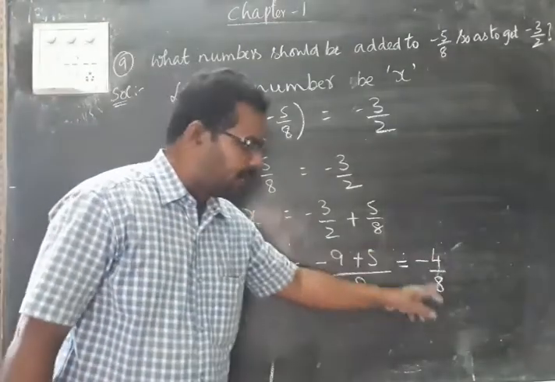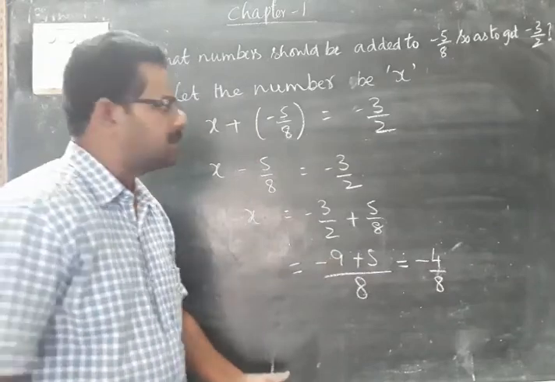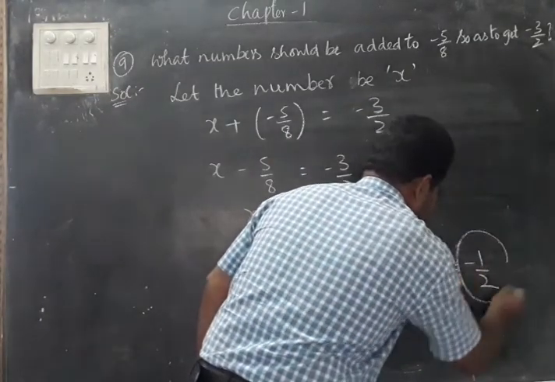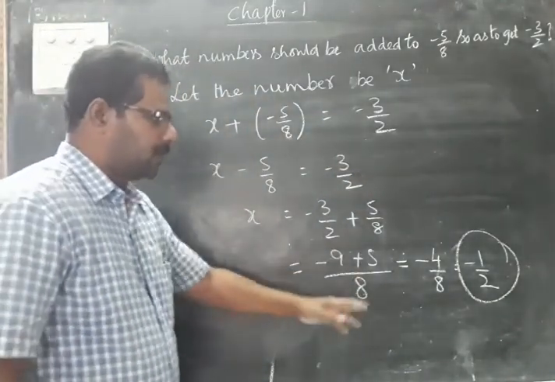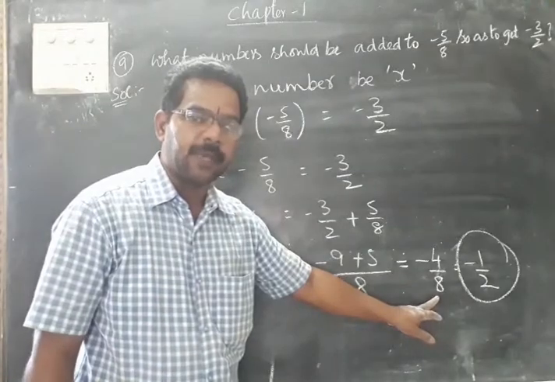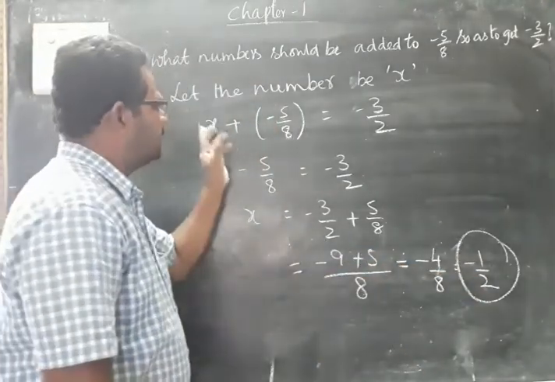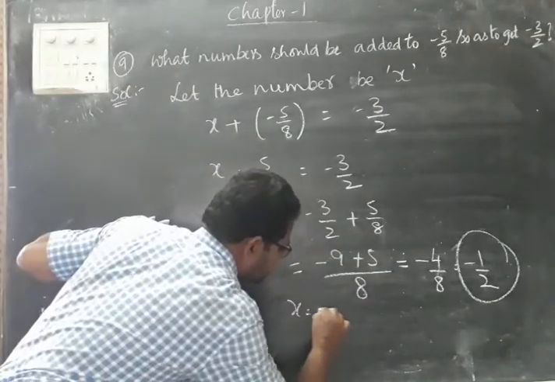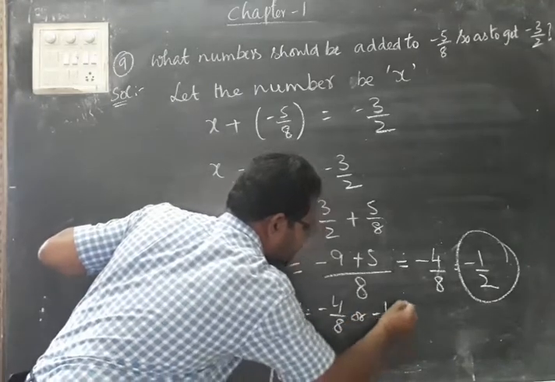Okay, minus 4 by 8 we can leave like that. Otherwise, 4 1s are 4, 4 2s are 8, the answer is equal to minus 1 by 2. Okay, minus 4 by 8 or minus 1 by 2. That means after simplification, minus 4 by 8 we will get minus 1 by 2. Understand? So finally we can write x is equal to minus 4 by 8 or minus 1 by 2.